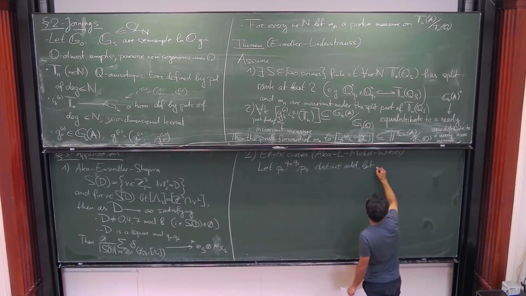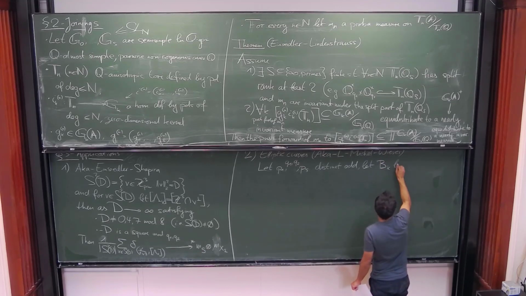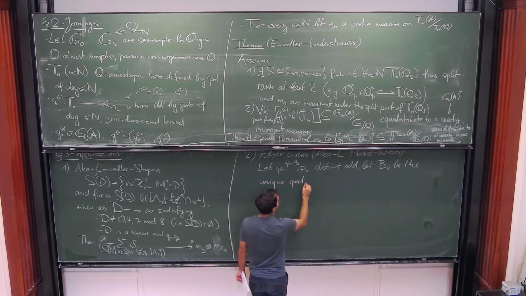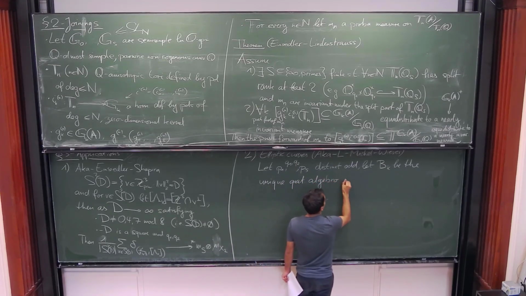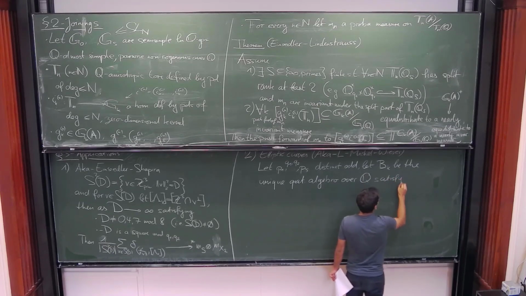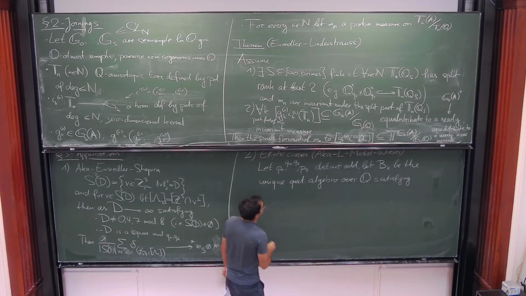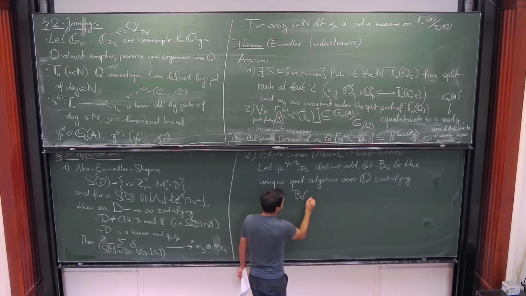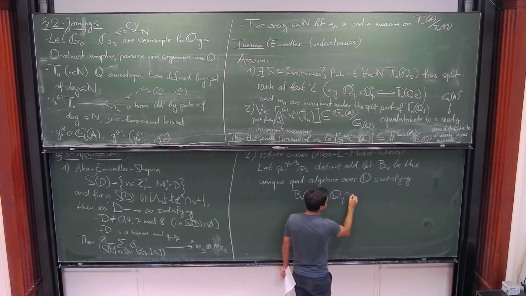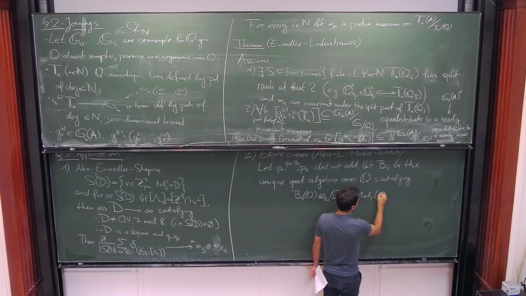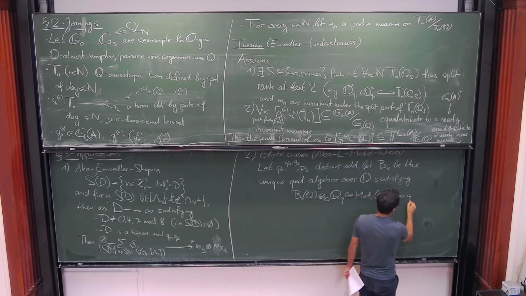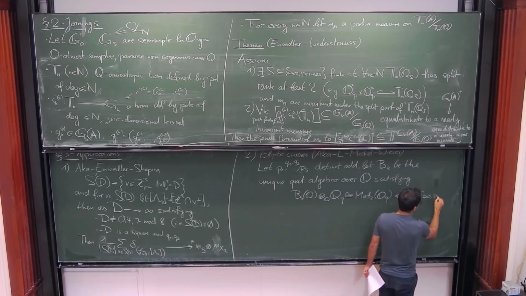let for k, B_k be the unique quaternion algebra over Q satisfying, so it's the unique quaternion algebra over Q which is ramified precisely at the prime p_k, that is, if I tensor it with a field, say, Q_q, then this is the split quaternion algebra, i.e. isomorphic to the 2x2 matrices over Q_q, or not a skew field, if and only if q is not either infinity or this prime p_k.